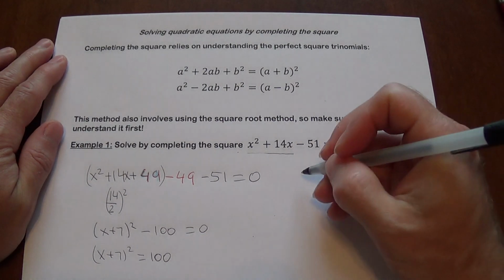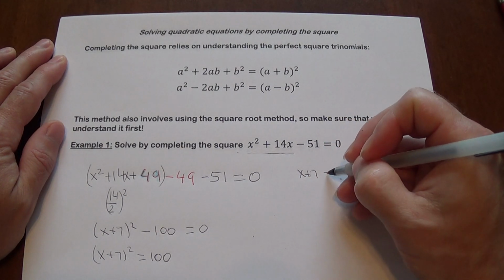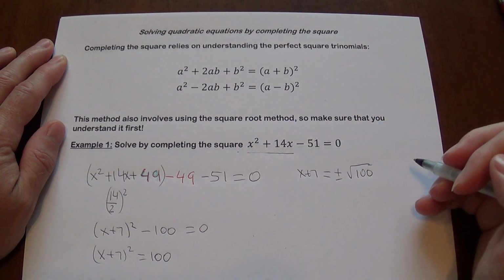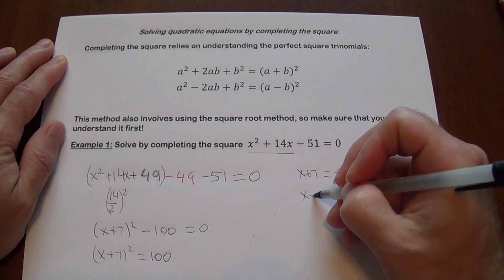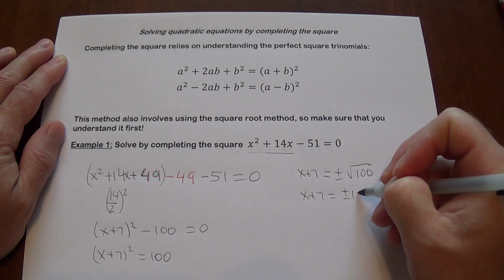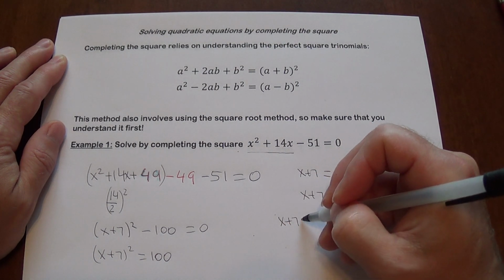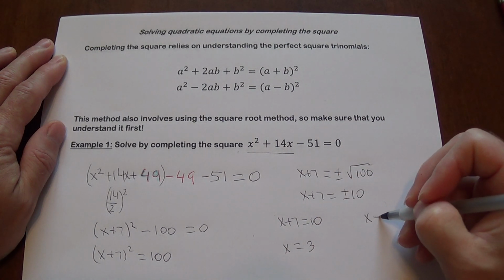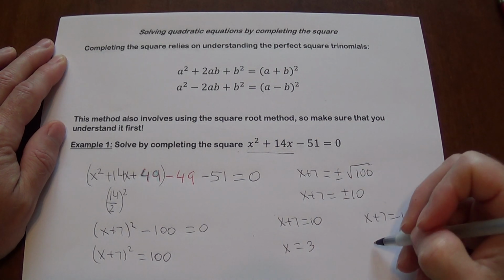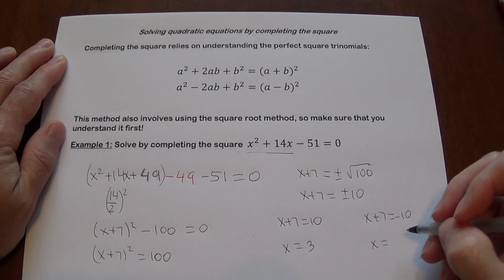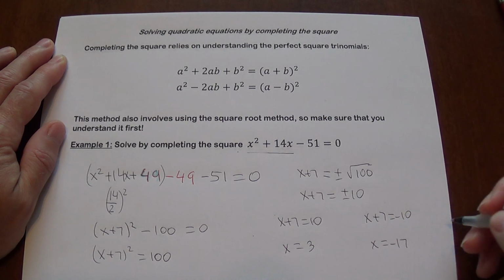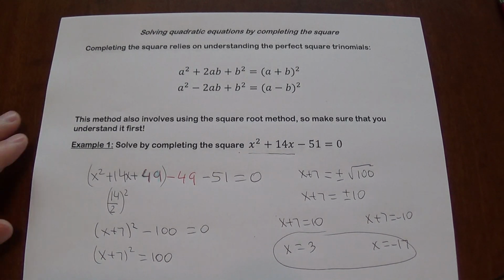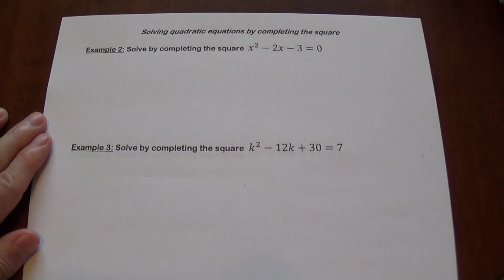And then we're going to get x plus 7 equals plus or minus square root of 100, which is 10. So x plus 7 equals plus or minus 10. So we have x plus 7 equals 10, which gives you x equals 3, or x plus 7 equals negative 10, which gives you x equals negative 17. Alright? Let's do another problem.